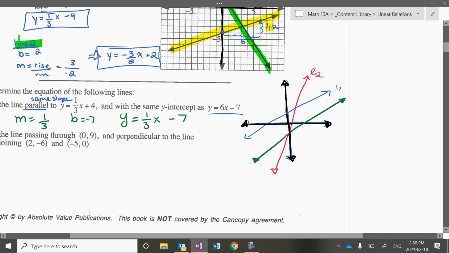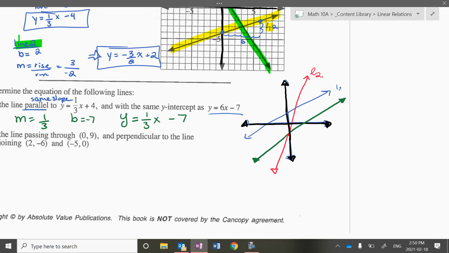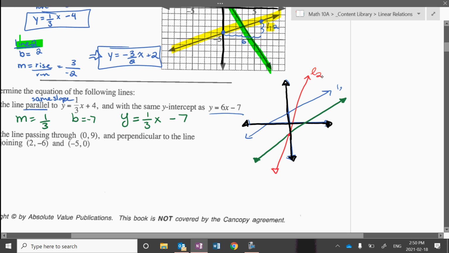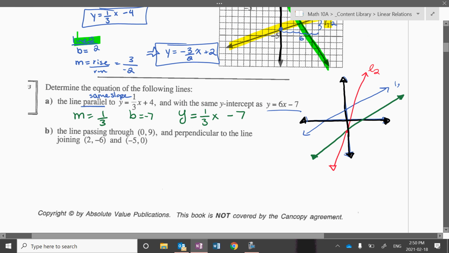Those sketches are really fast, right? That's very much an approximation, but it can help sometimes to organize your thoughts because there's a lot going on. This next question's a little bit trickier. So we have a line passing through 0, 9. 0, 9 is my? Good, my y-intercept. It's perpendicular, so that means it's a negative reciprocal to this other line that joins those 2 points.